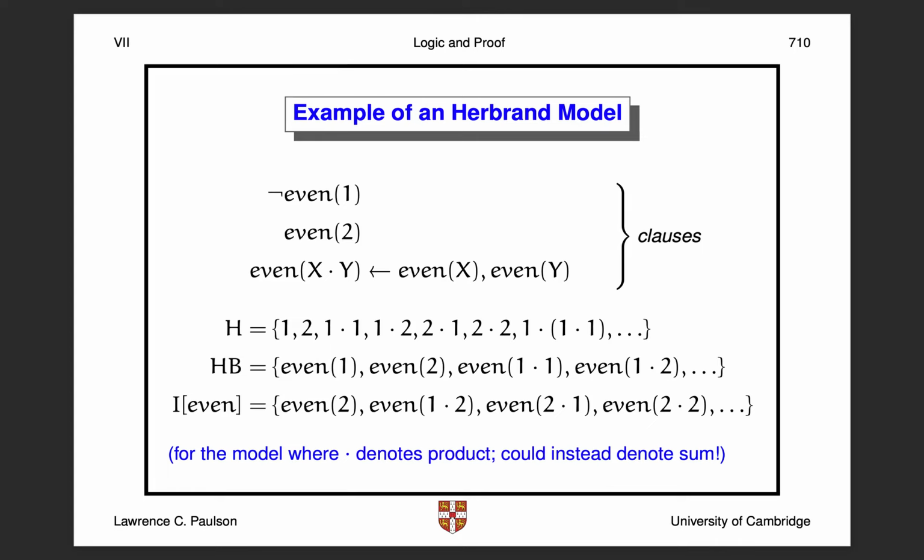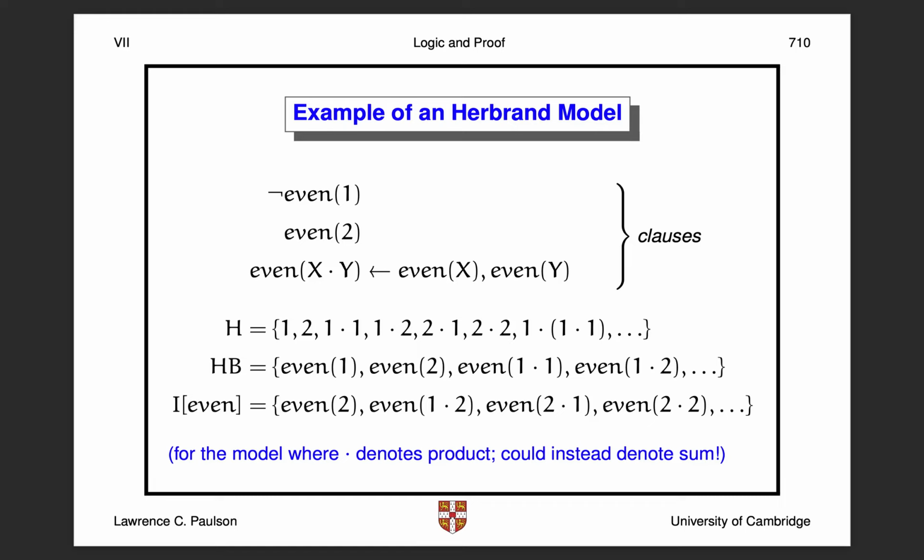So now to treat a slightly different example, here we have three clauses. We have constants 1 and 2, and we have a binary function symbol written with a dot. In fact, these clauses are all satisfied by the model in which dot denotes multiplication. Now, the construction of the Herbrand universe should be obvious to you. We've seen it already. You see we have every combination of 1 and 2 combined with dots in various ways.